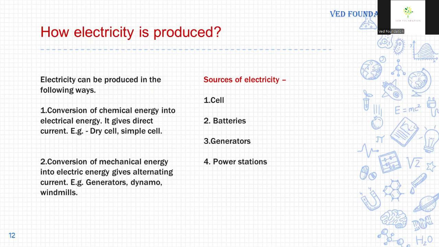Electricity can be produced by converting mechanical energy into electrical energy, and this gives alternating current. For example, generators, dynamo, windmills. Different sources of electricity are cells, battery, generator, and power stations.